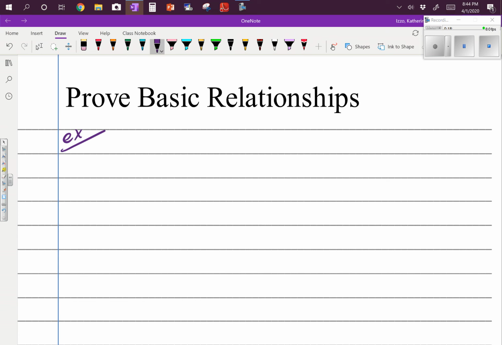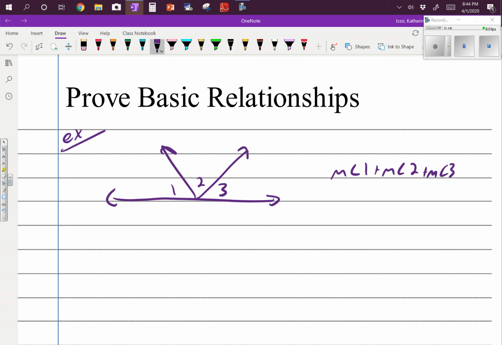First thing, got a nice line, and we've got angle 1, 2, and 3. Measure angle 1 plus measure angle 2 plus measure angle 3 better equal 180. Yes. Those are angles in a line, right? That's helped us in our maze problems, and it's helped us in some proofs when we're doing linear pairs. That's going to help us again today.